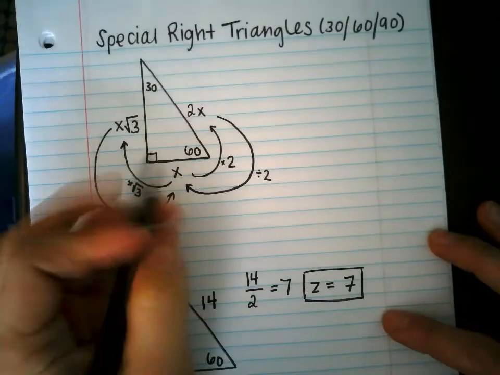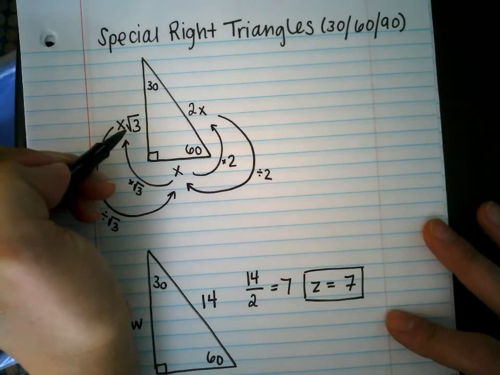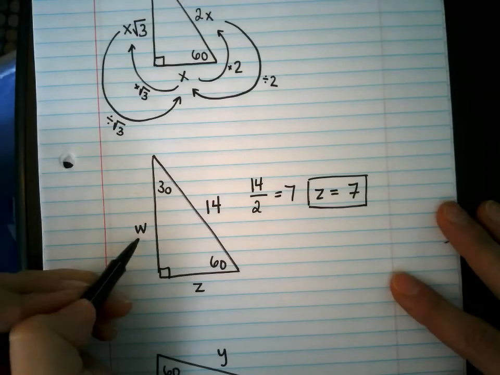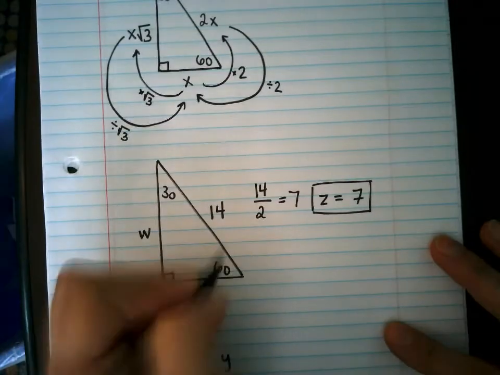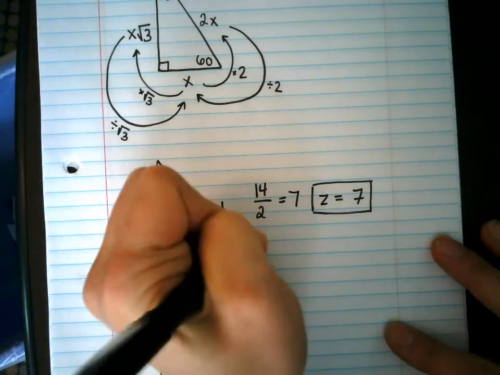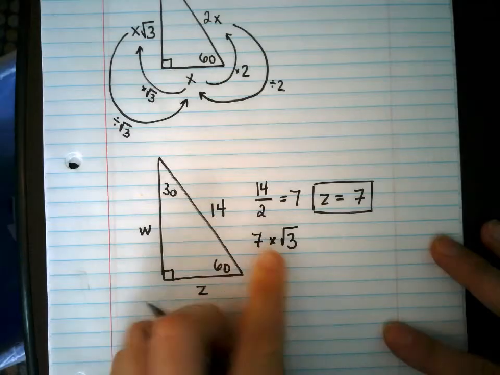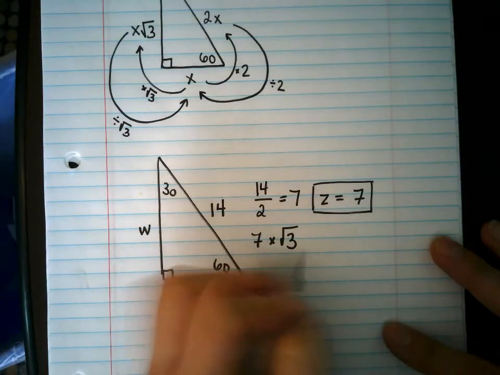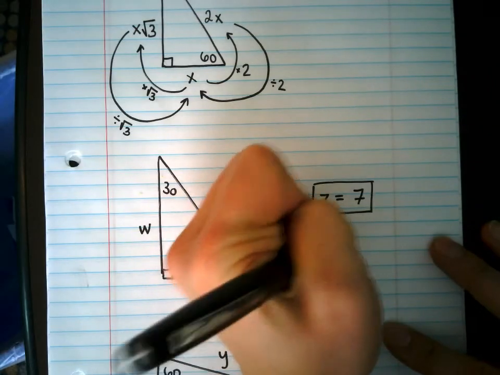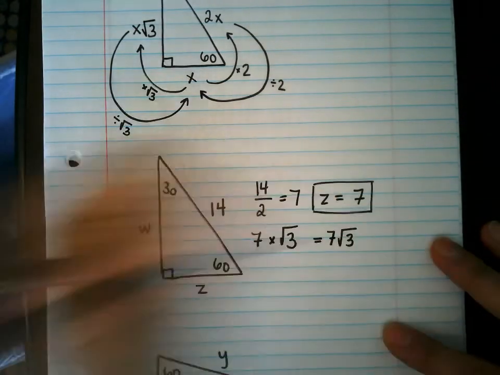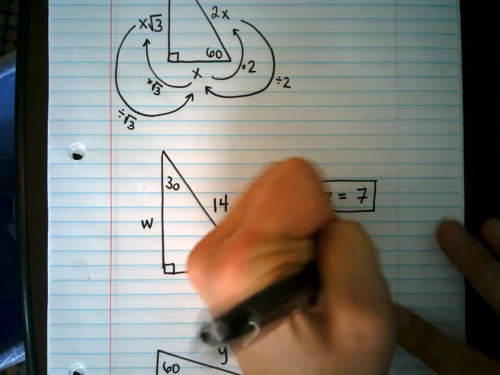Then I know to go from the shortest side across from the 30-degree angle to the side across from the 60-degree angle, because now I need to find W, I'm going to multiply the bottom by radical 3. So I'm going to do 7, because that's my bottom side, times radical 3. And because this is not a radical, you can't multiply them together. You wouldn't get radical 21. You just end up with 7 times radical 3, and that's the most simplified form. So W in this case equals 7 times radical 3.